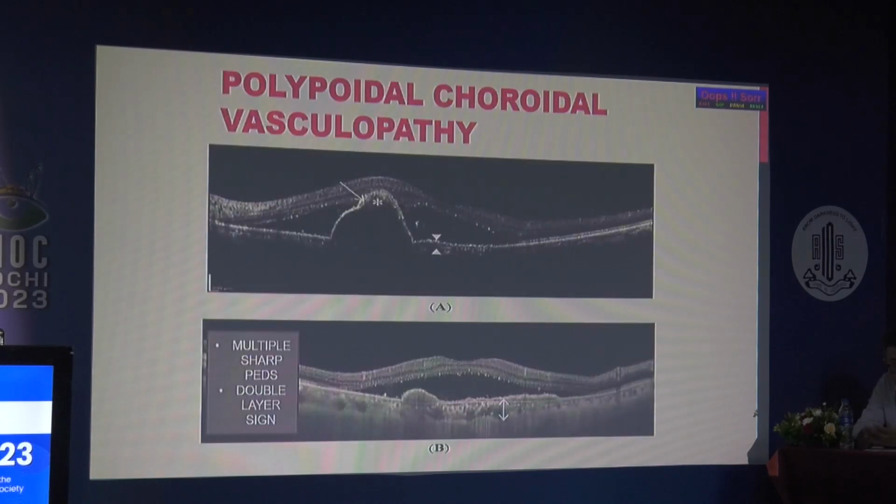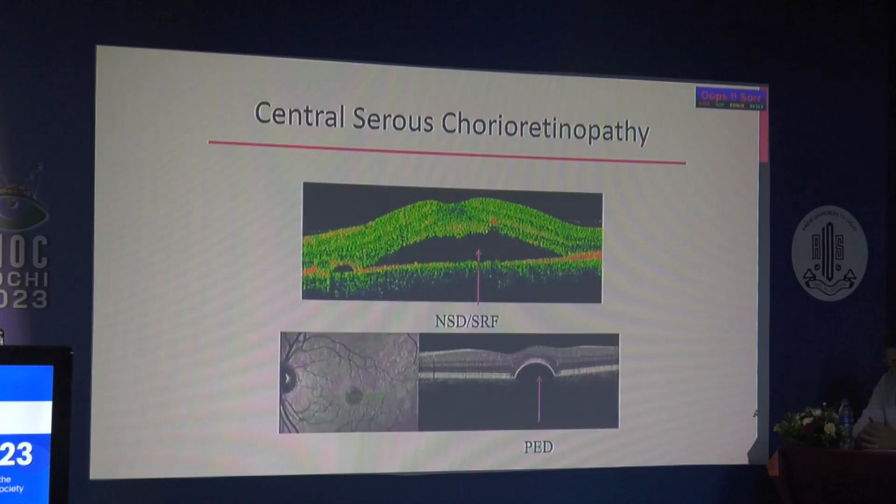And this is a thing which we are now diagnosing more and more with the new gadgets that come, polypoidal choroidal vasculopathy. And of course, one thing I would like to mention here: when you make a diagnosis of CSR, which is very commonly seen, just try to look that there is no intraretinal edema. If there is some fluid here, you should revise your diagnosis of CSR.